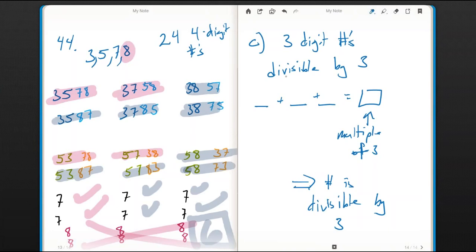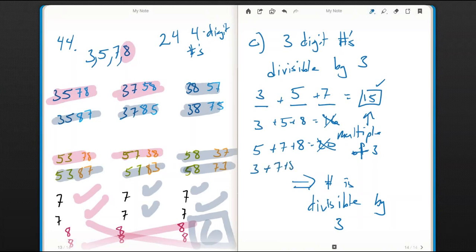If I add 3 and 5 and 7, that's 15, and that works. If I add 3 and 5 and 8, that's 16. That's no good. If I add 5 and 7 and 8, that's 20, and that's no good. And the last option is 3 and 7 and 8, and that's equal to 18, so that does work.